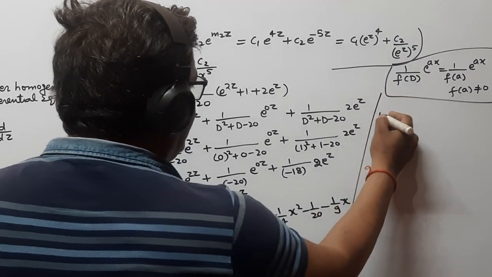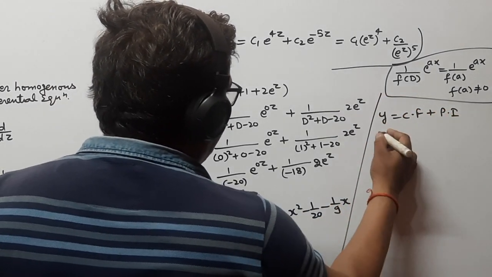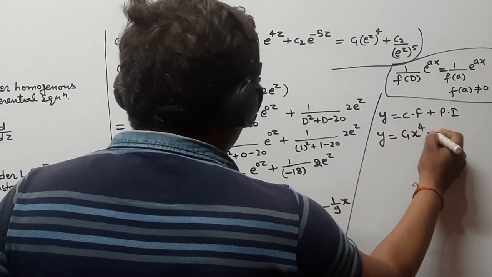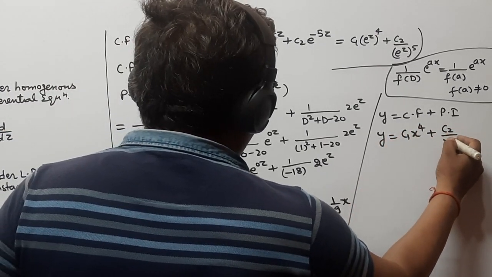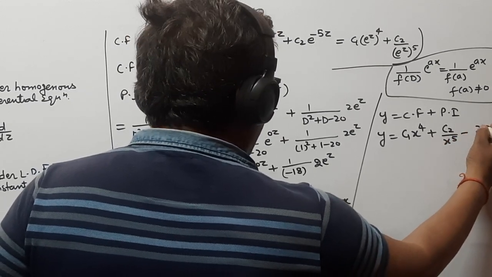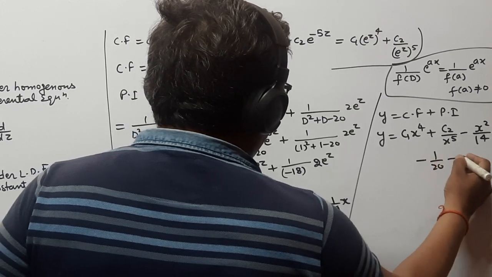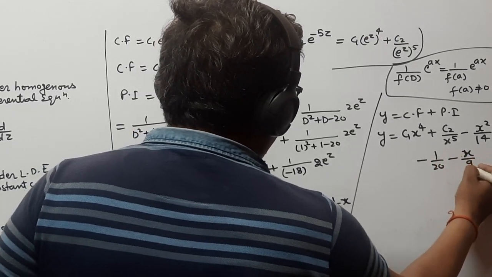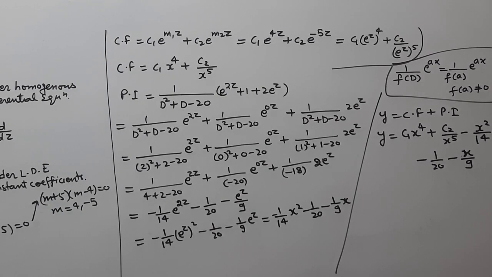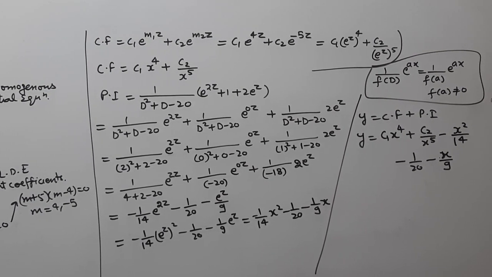So the general solution is y equal to complementary function plus particular integral. The complementary function is c1 x to the power 4 plus c2 divided by x to the power 5, and the particular integral is minus x square divided by 14 minus 1 upon 20 minus x upon 9. So this is the general solution of the given homogeneous linear differential equation.